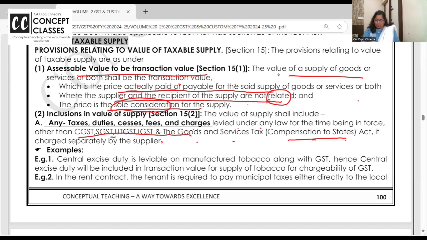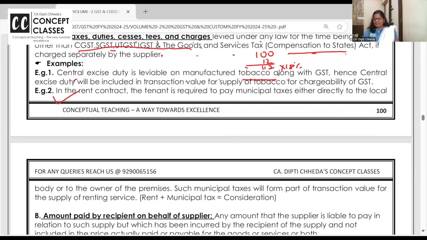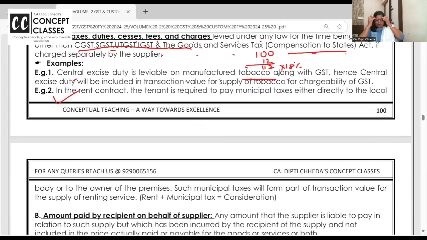For example, on tobacco we have to charge GST, but on tobacco, till date, old excise duty is also levied. So say 100 rupees of tobacco, excise duty is 12. On 112, you will charge 18% GST. The gist is excise duty and other taxes, cess, fees, charges, customs duty, whatever it is, it's a part of the transaction value included. I'll give a lot of examples. They are only asked in the exam in the form of question and answer. Right.